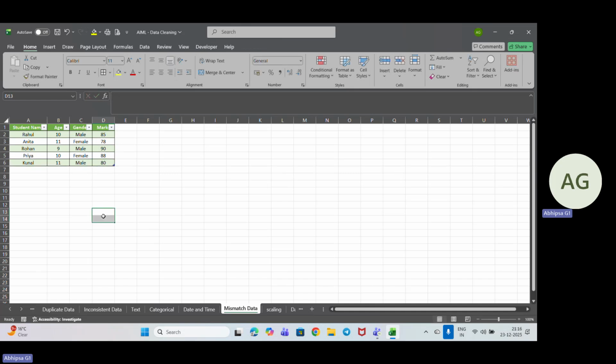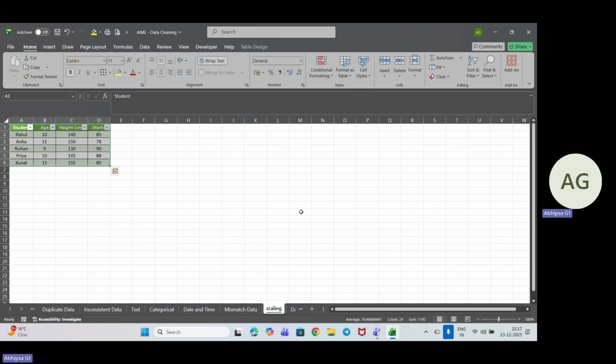So this is now my updated table, you can say, or my clean data that I can go for processing. So this is the way about mismatching of the data that we have got. So mismatched data is the wrong value in the wrong column. It might be confusing, so we had to just replace it accordingly, right? So that it can be taken in accordingly. Now we have the scaling.